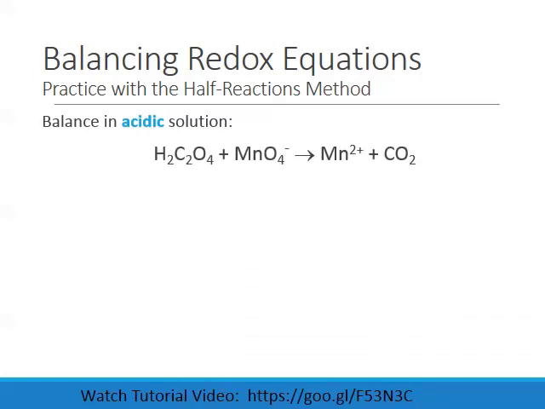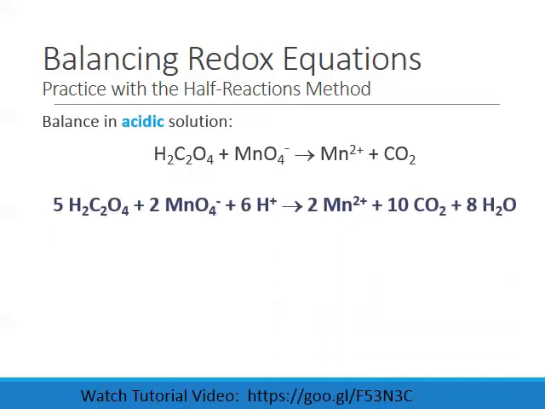So here's an equation that happens in acid solution. Pause the video, try to go through the steps that we've learned, and get a final balanced equation in acid solution. All right, so if you've done it properly, there's the answer that you should get. 6 hydrogens on the left, meaning it was done in an acid solution. Notice the ratio: 5 moles of the oxalic acid reacts with 2 moles of permanganate.